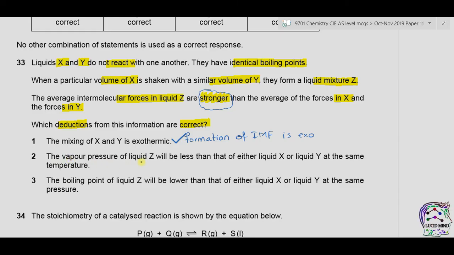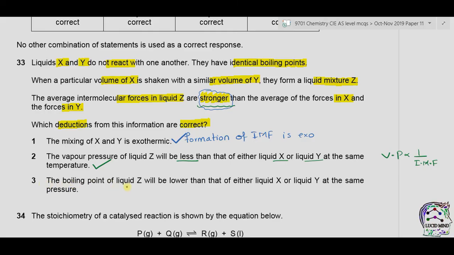Number 2, the vapor pressure of liquid Z will be less than that of either liquid X or liquid Y at the same temperature. Now, vapor pressure is inversely proportional to intermolecular forces of attraction. Because the stronger the forces of attraction between the liquid molecules, the more difficult it will be for them to get separated into vapors. As we can see that the intermolecular forces are now stronger in mixture Z, so therefore the vapor pressure will be reduced. So option 2 is also correct.